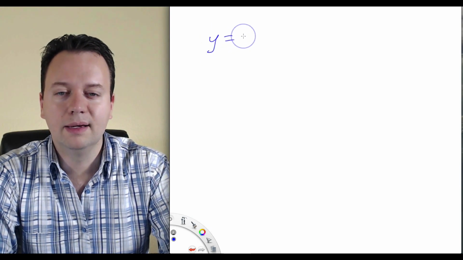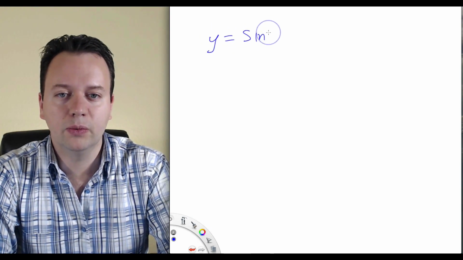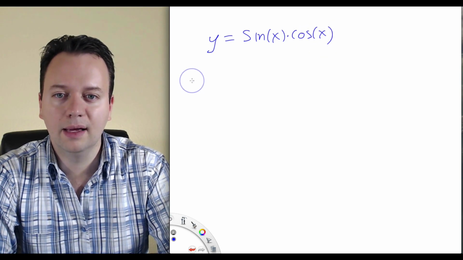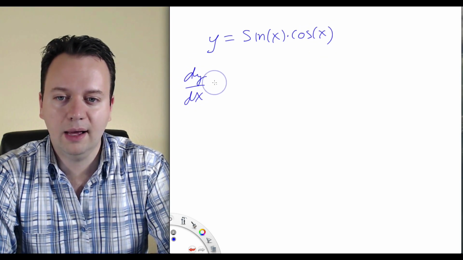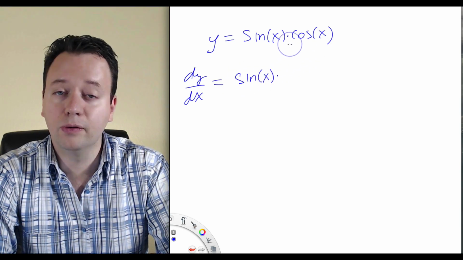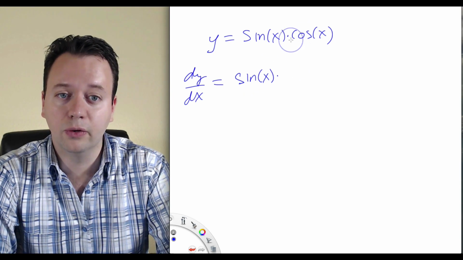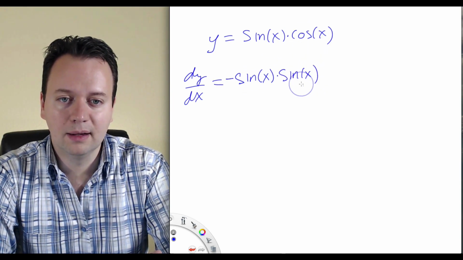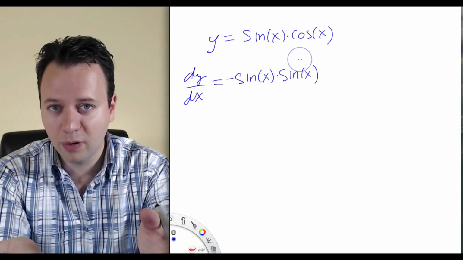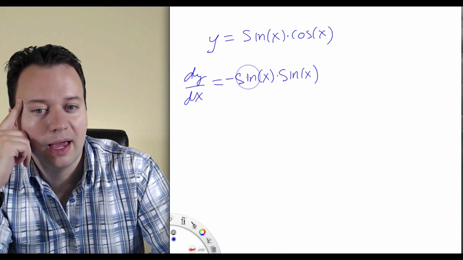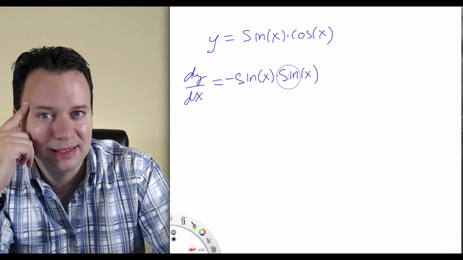Let's do another example. Suppose we have y is equal to, let's do this one, sine of x times cosine of x. And let's compute dy dx. All right, well, it's the first times the derivative of the second. So derivative of cosine is minus sine. And notice I didn't put a gigantic parentheses and try to sneak that minus sign right in here. So I'm like, okay, it's sine of x times minus sine of x.